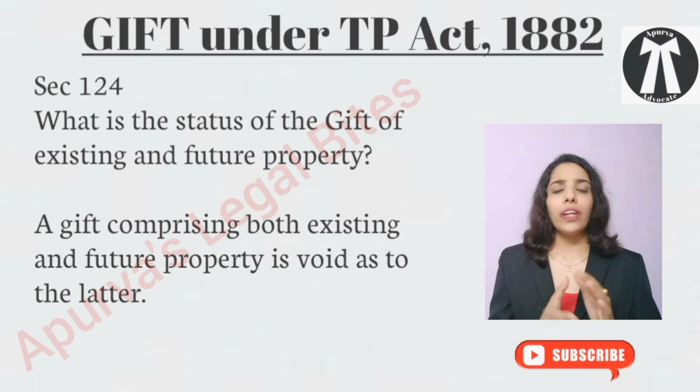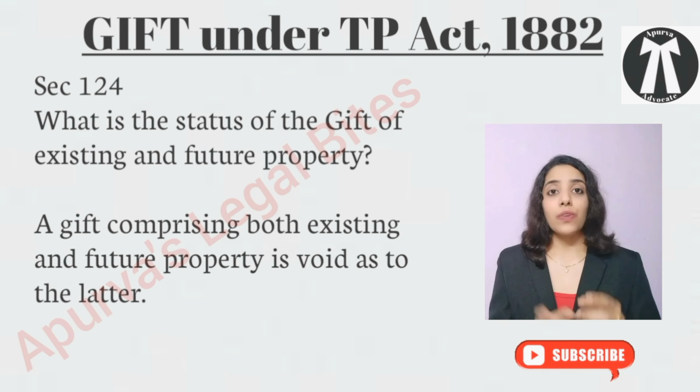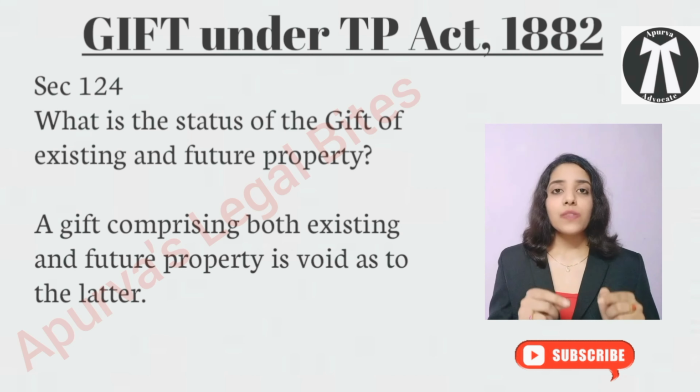Now, Section 124 says that when a gift consists of both existing property and future property, then the gift is valid as to the existing property and void as to the future property. So with this, we can say that the property which you are going to gift to a person must be in existence at the time of making the gift.